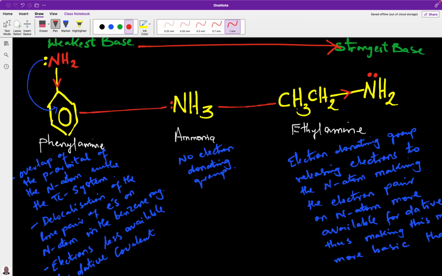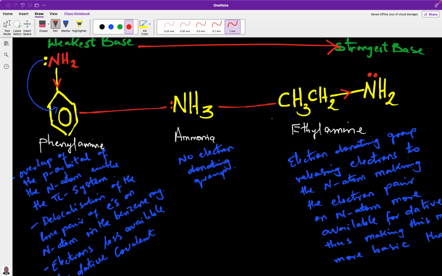They are donating electrons onto the nitrogen atom, increasing the electron density on the nitrogen atom. And when they increase the electron density, they make the electron pair more available for donation, or more available for bonding with a hydrogen ion. The ethyl group is electron donating, releasing electrons to the nitrogen atom, making the electron pair more available for dative covalent bond, and this makes ethylamine more basic than ammonia.